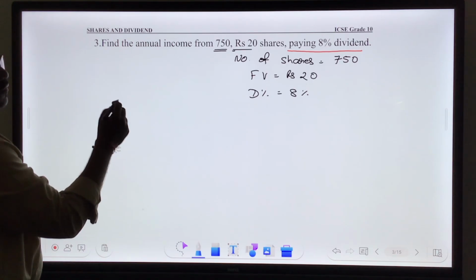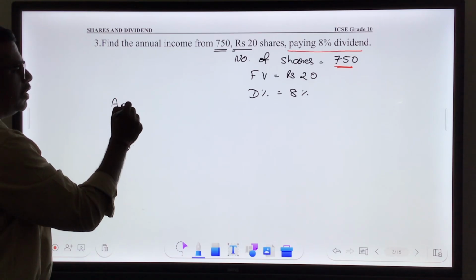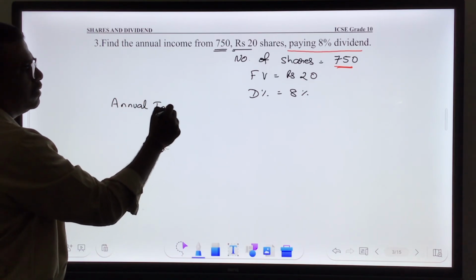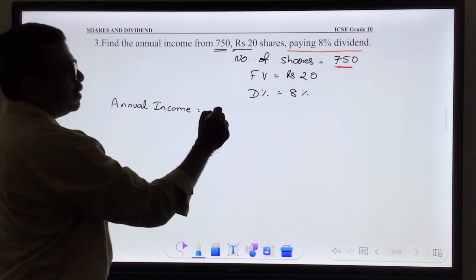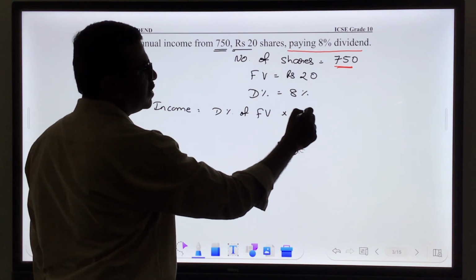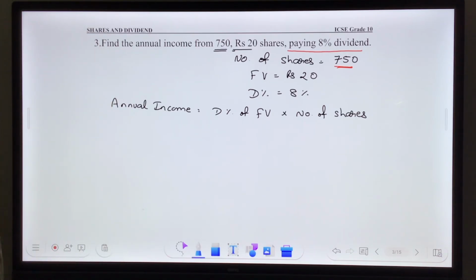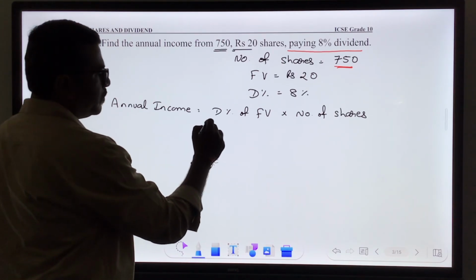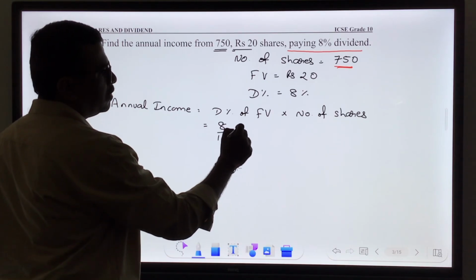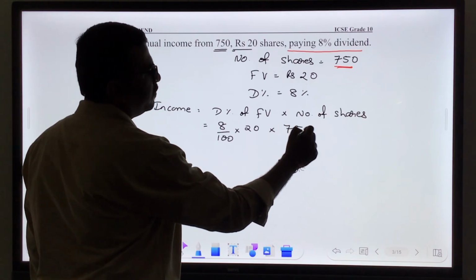So the annual income of a person holding 750 shares is D% of face value times the number of shares. Dividend percent is calculated on face value and it is directly proportional to the number of shares. So here, 8% of face value 20 rupees times 750.